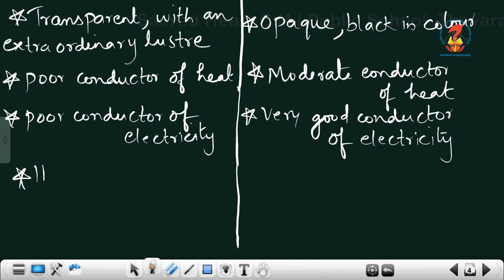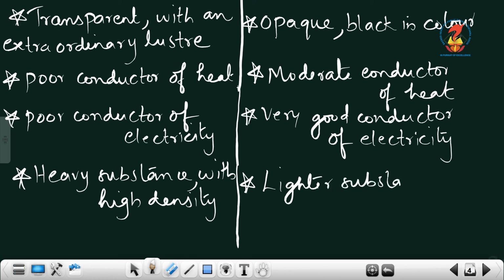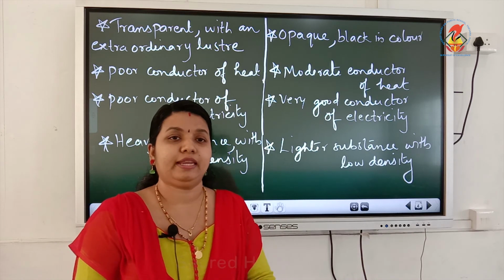Next one, heavy substance. Diamond is a heavy substance with high density. Graphite is a lighter object with low density. So these are the differences between graphite and diamond.